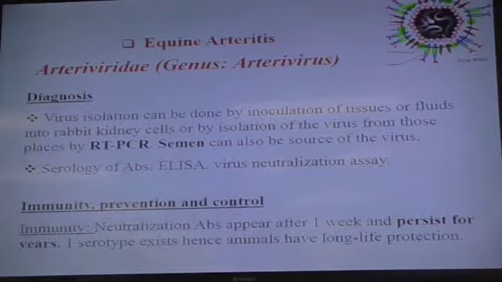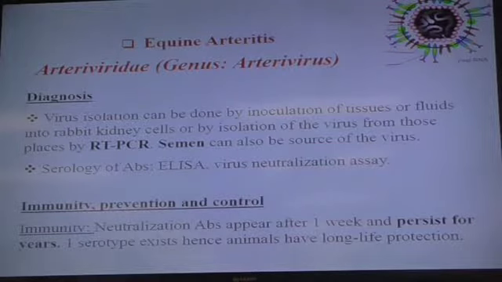So when it comes to diagnosis, we're following mainly the presence of the virus. As I said, the virus can be present in macrophages and can be present in the semen. So diagnostic techniques that can look for virus in macrophages are PCR, RT-PCR, and in the semen as well, RT-PCR.